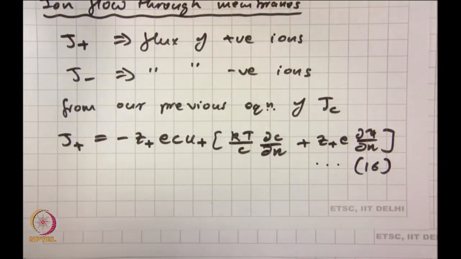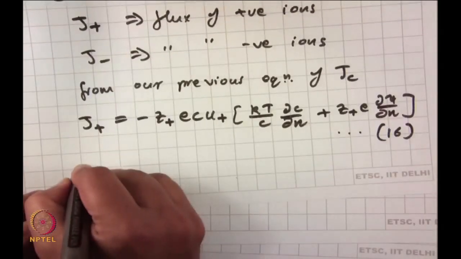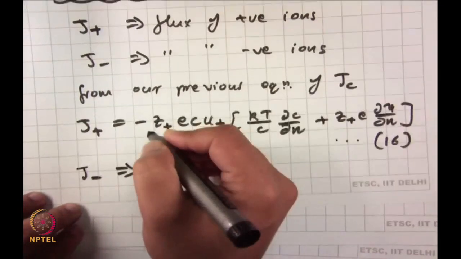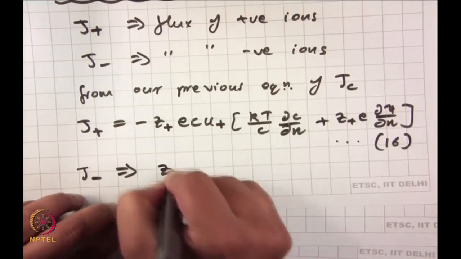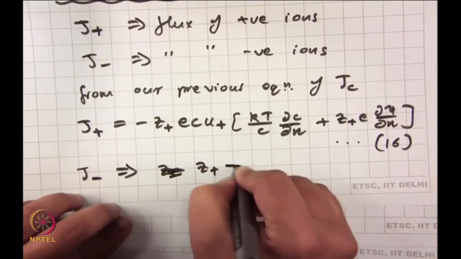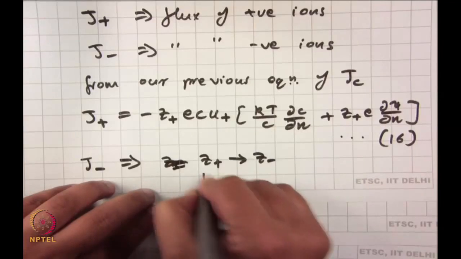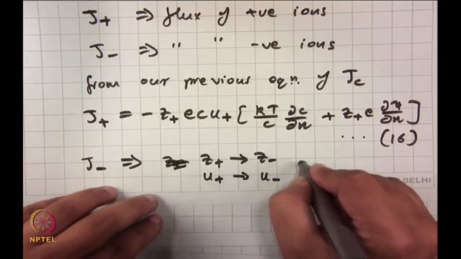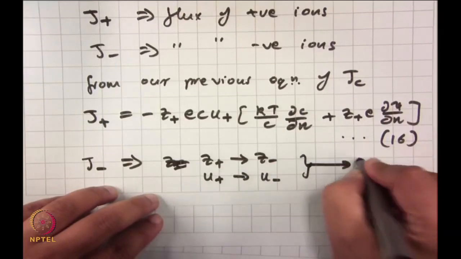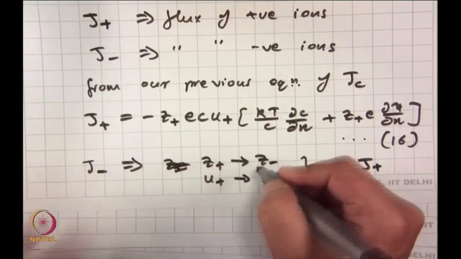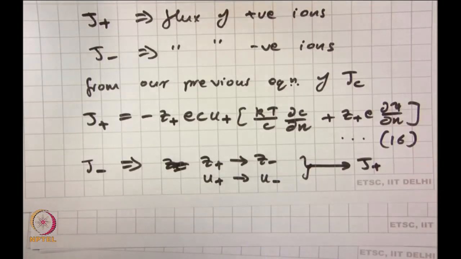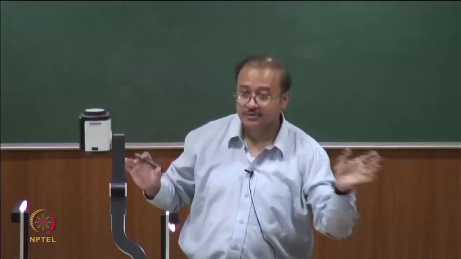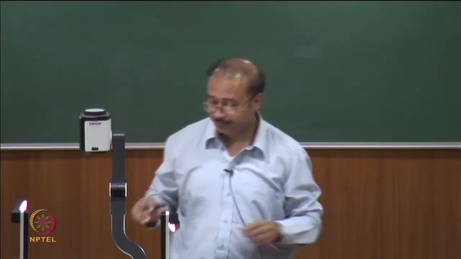J minus will be exactly the same, right, only for J minus, what will happen is Z plus gets replaced by Z minus, and U plus gets replaced by U minus. Remember, with the corresponding signs though, because Z minus would be having a negative and so on, and then you would get the expression for J minus. Okay. You do these replacements, that is what you would get. Do not make any change in signs, just in place of Z plus put in Z minus, and all those things, right.